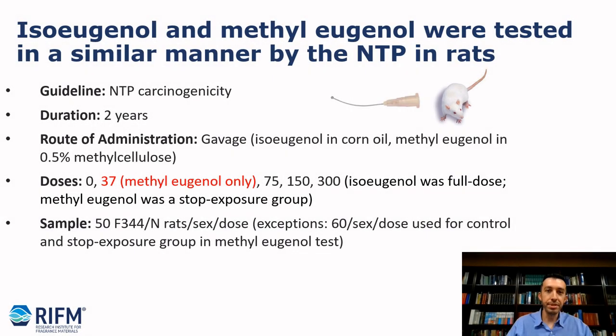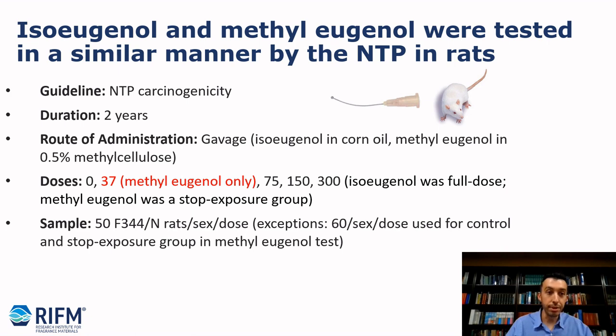Thanks, Holger, for introducing the materials in this case study, isoeugenol and methyleugenol. I will now discuss the available toxicological data on them that assess their potential for carcinogenicity. The National Toxicology Program, or NTP, has tested these two materials with similar study designs. In both cases, the studies had a two-year duration, administered the substance using gavage, and monitored the effects on a sample of 50 F344N rats per sex per dose. However, the two studies used different vehicles for gavage, and there were slight differences in the dosing.